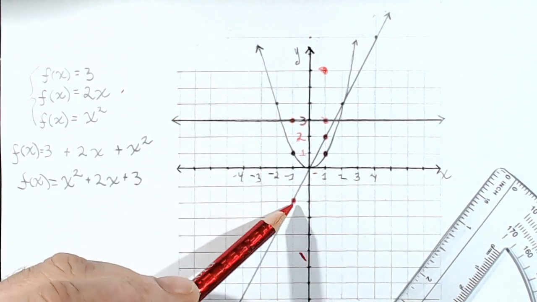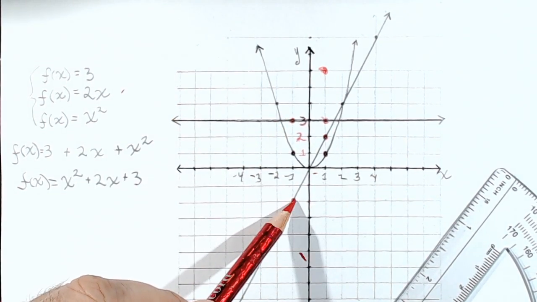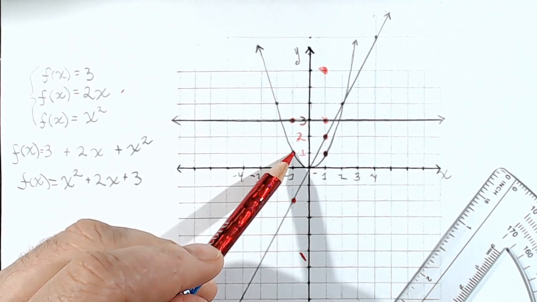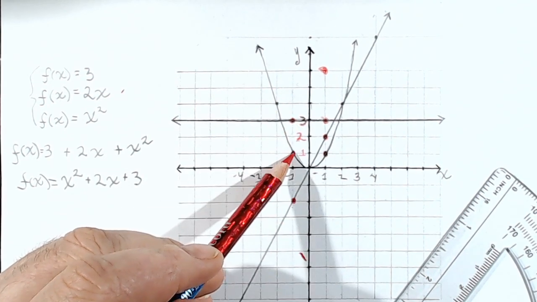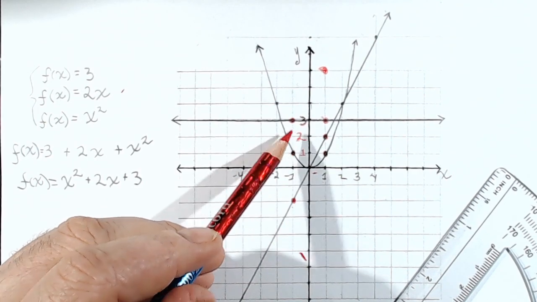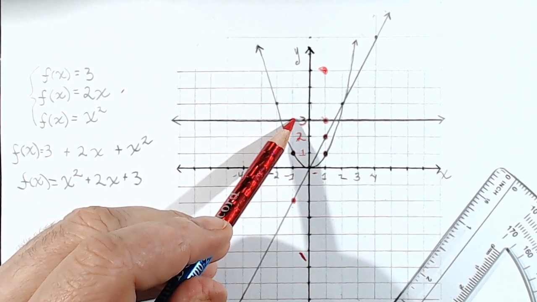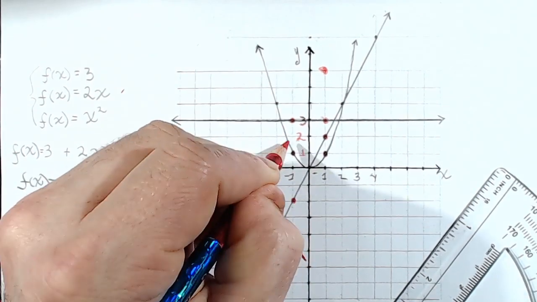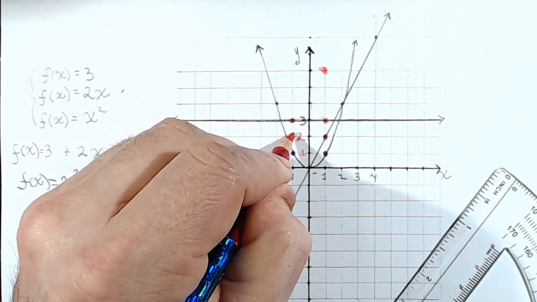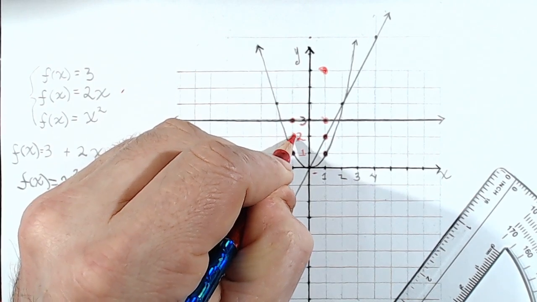Okay, what are those numbers? Well, this is negative 2 plus 1 plus 3. Negative 2 plus 1 is negative 1. Negative 1 plus 3 is positive 2. So at x equals negative 1, my value is at 2.